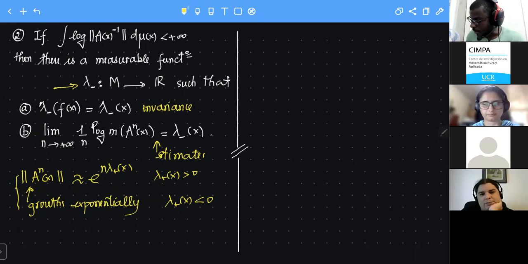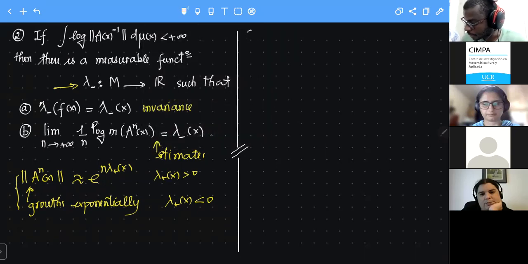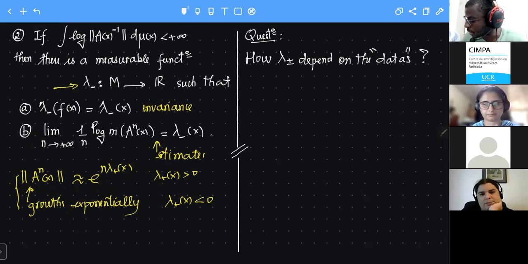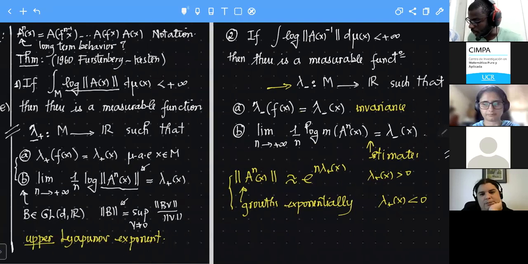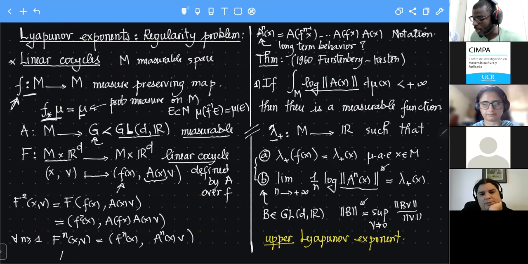Okay. So the main question that I want to address here is the following. Question: how do lambda plus and lambda minus depend on the data of the problem? Let me just put data in quotes here. I mean, how lambda plus and lambda minus depend on f and also on mu. I would like to see the dependence of this map with respect to f and with respect to mu, and also, if you want, with respect to A as well.